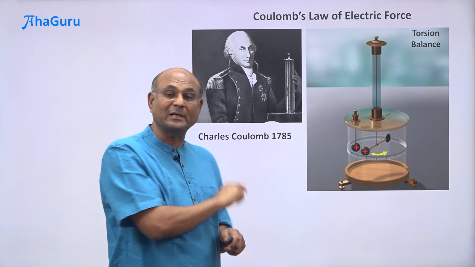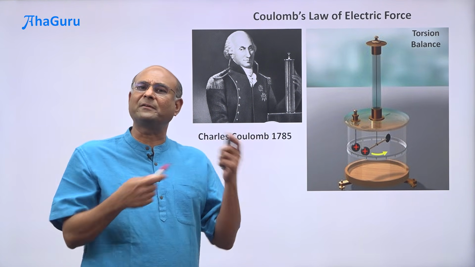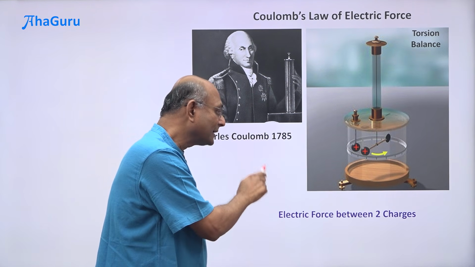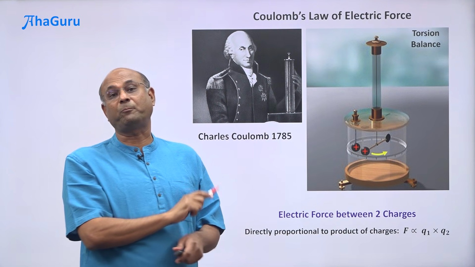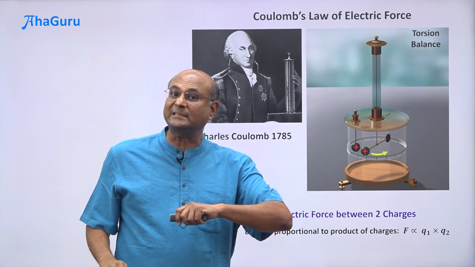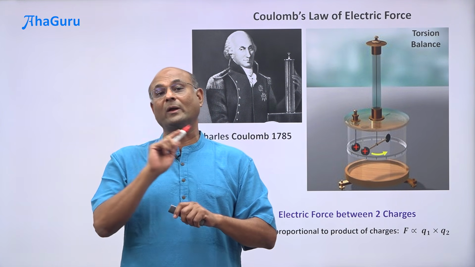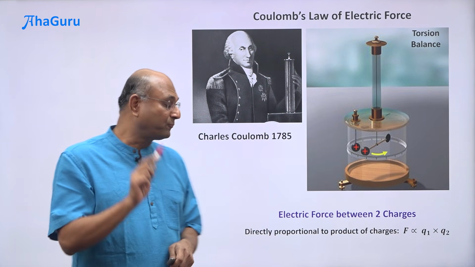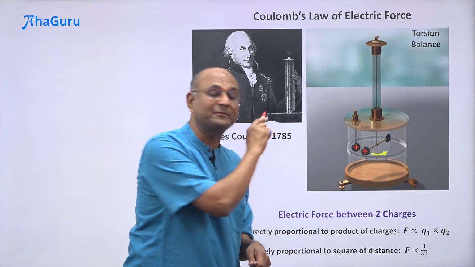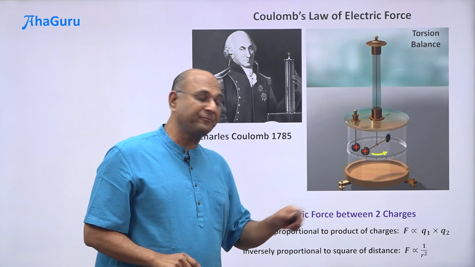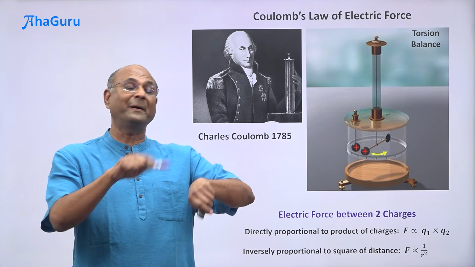So using the torsion balance, Coulomb did a lot of different experiments, and he found out that the electrical force between two charges is directly proportional to the product of charges. F is proportional to Q1 into Q2. The force is also inversely proportional to the square of the distance between them. F is proportional to 1 by r square.